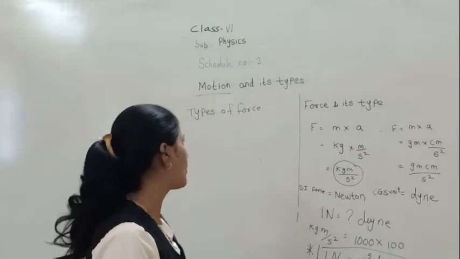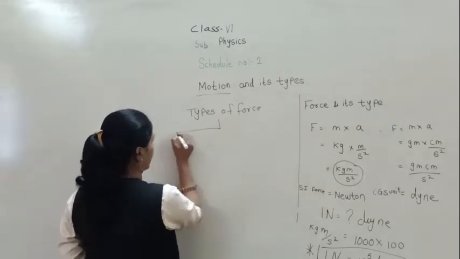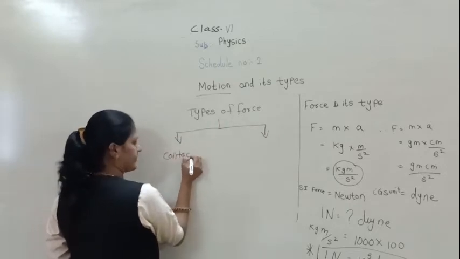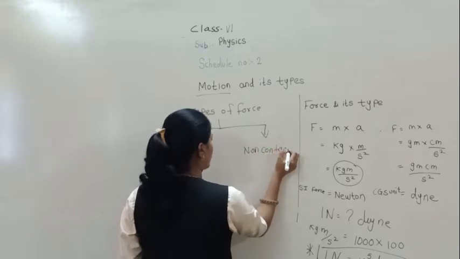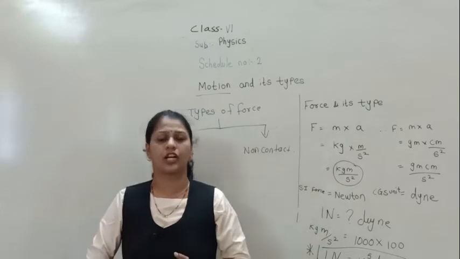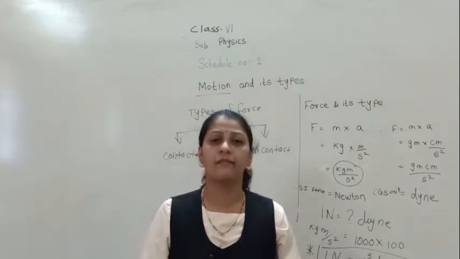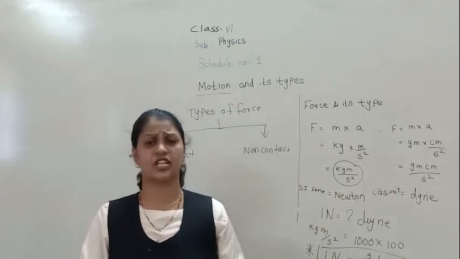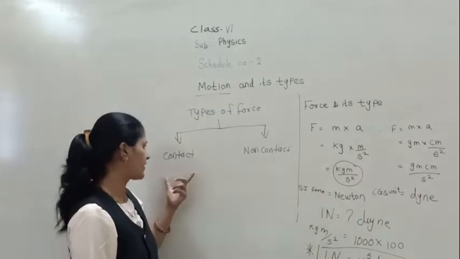Then we have discussed the different types of force. There are mainly two types of force, that is contact and non-contact. Contact force means what? The force which comes in real contact with that particular object, for example, muscular force. Non-contact means what? The force which does not come in direct contact with that particular object.